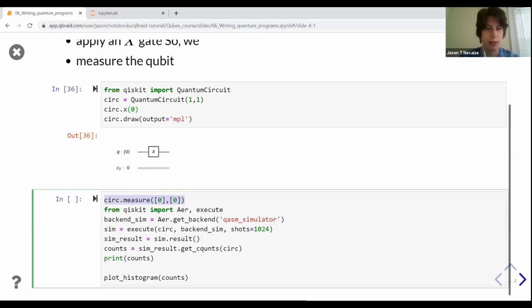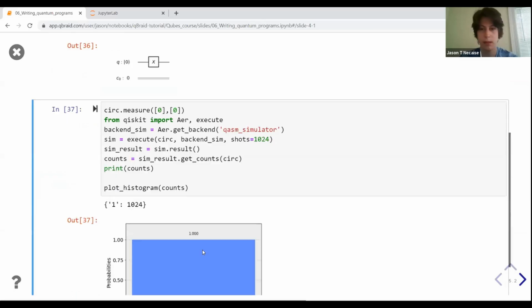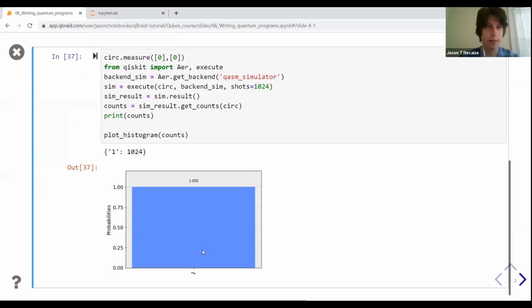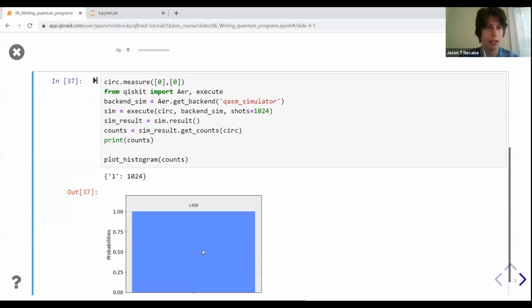Yep, it's always going to output 1, exactly. Great, because the X gate is equivalent, right, to the NOT operation. It just flips the bit.